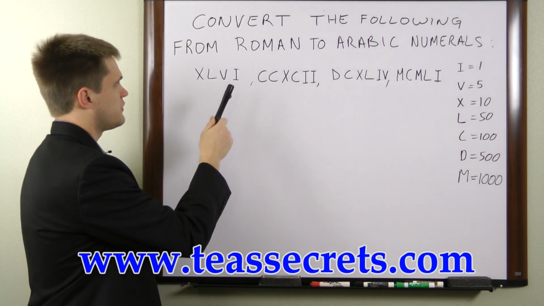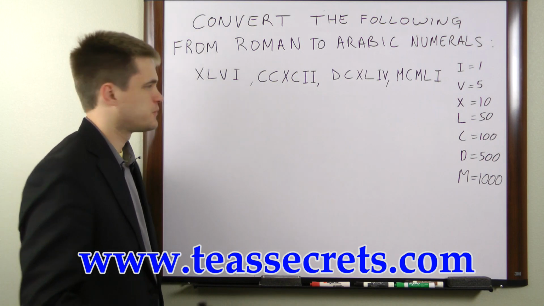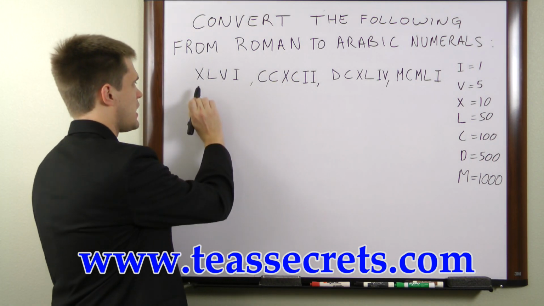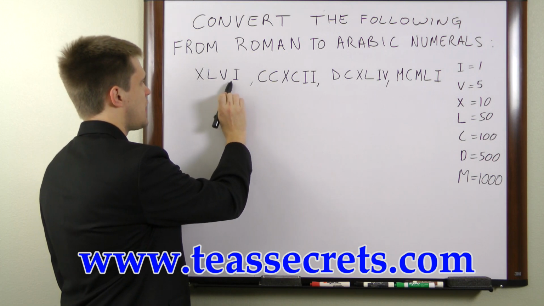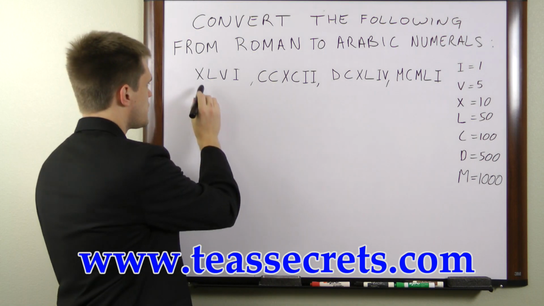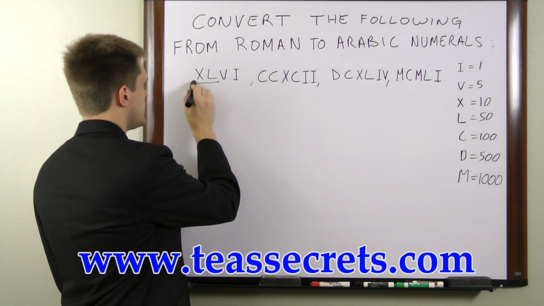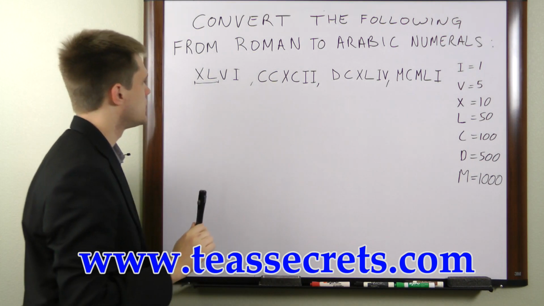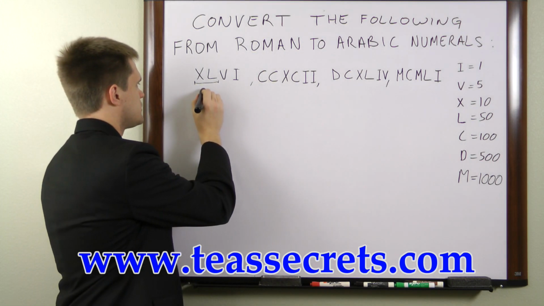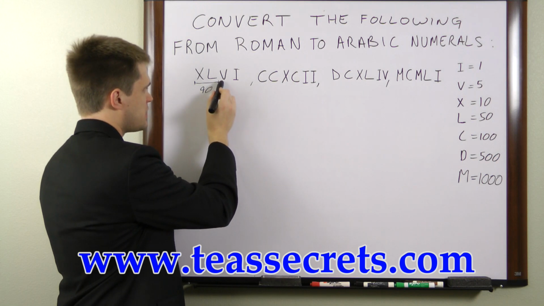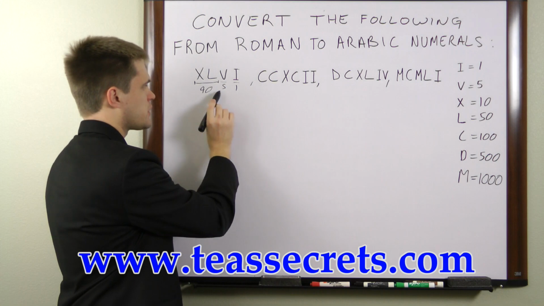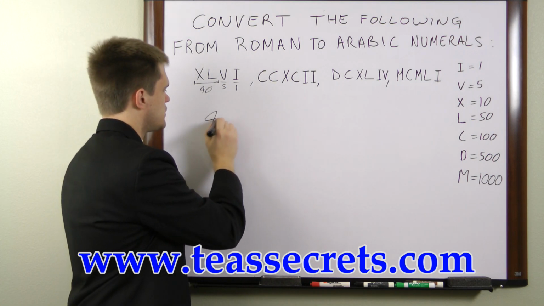Here we're asked to convert from Roman numerals to Arabic numerals. The first one, we have XLVI. So we have a 10, a 50, a 5, and a 1. Because we went up from a 10 to a 50, we know that we have to treat this as a single unit. Instead of adding 10 and 50, we have to subtract 10 from 50. So this is 40, and then the V is on its own, so that's a 5, and then a 1. So 40 plus 5 plus 1 is 46.